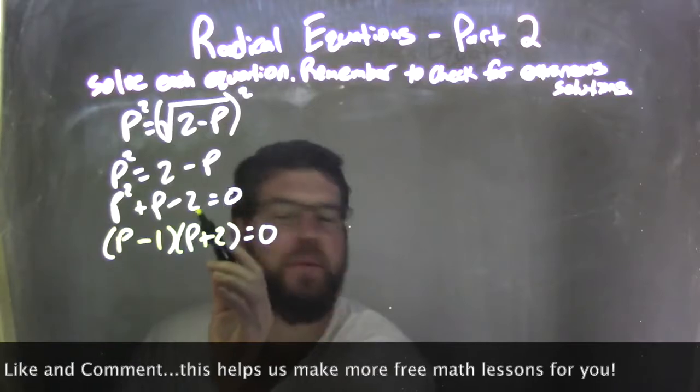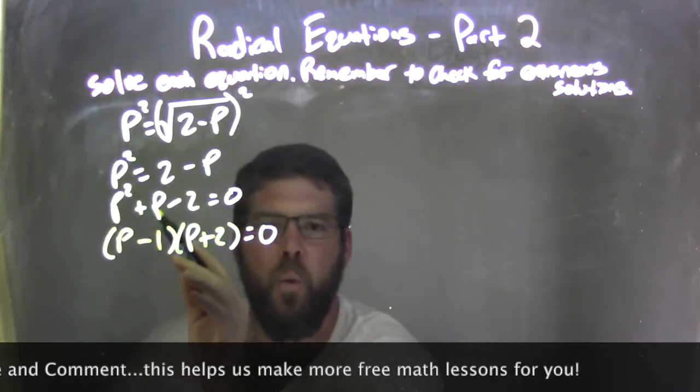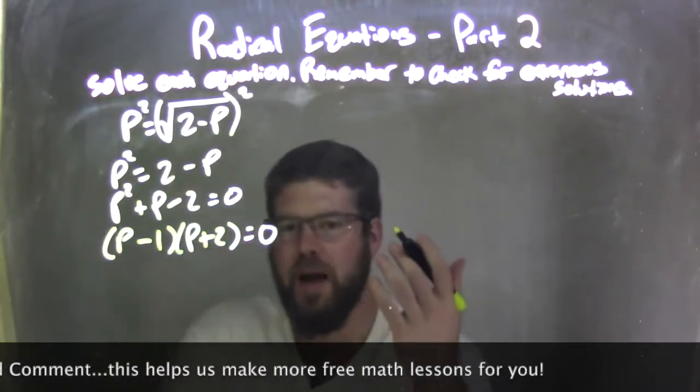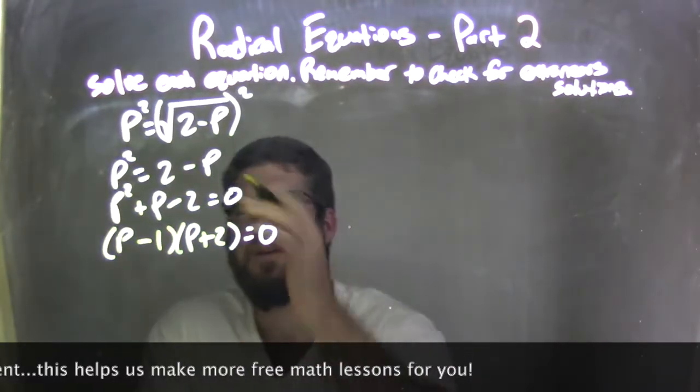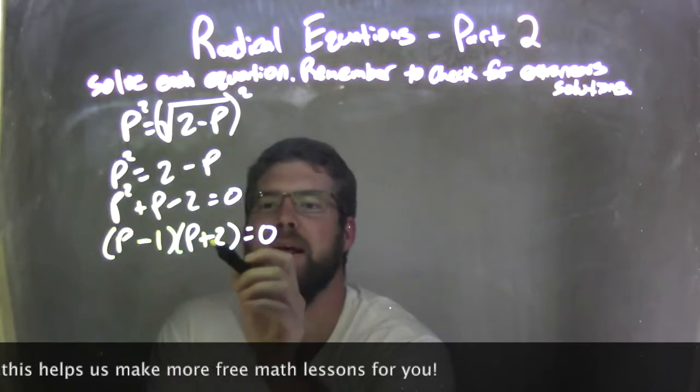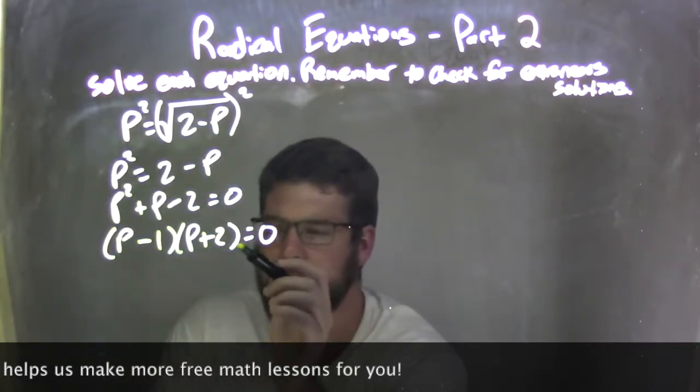What two numbers multiply to be negative 2 but add to be 1? If you have trouble with factoring, there are other videos to help you with factoring, but here I'm kind of jumping ahead. So p minus 1 times p plus 2 equals 0.